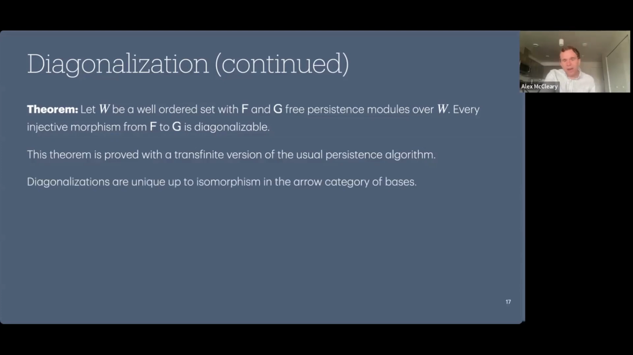And these diagonalizations are always unique up to isomorphism. So if you take two different diagonalizations, they're always going to be in some sense the same, up to permutations and things like that. And so this is what we'll use to define persistence diagrams for infinite filtrations. So let's get to that.